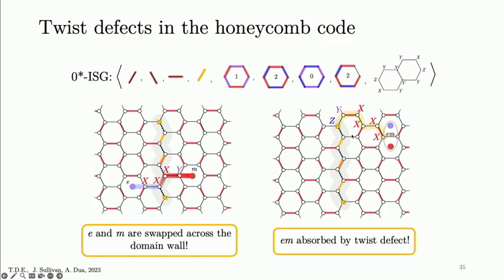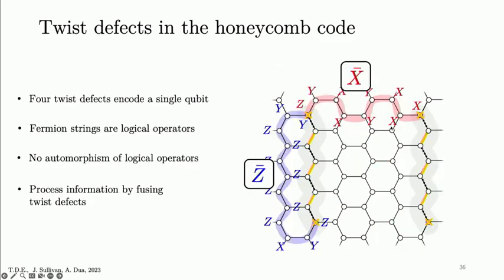We can also show that EM anions can be absorbed into the twist defect, since there's a string operator that commutes with all the instantaneous stabilizers and only creates EM anions far away. Now, at this point, we can use the same methods for storing and processing quantum information as is standard in the static case. We can use 4 twist defects to encode a qubit.